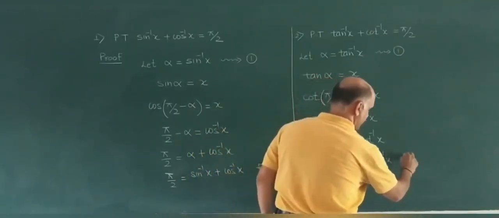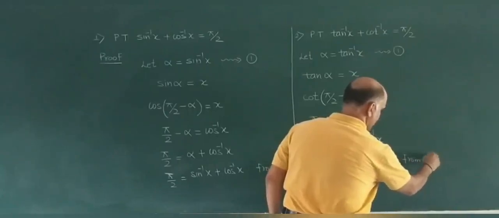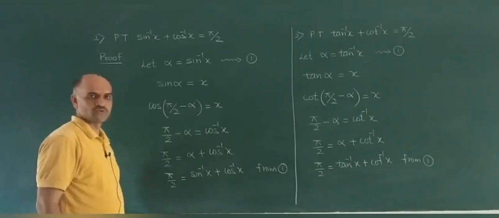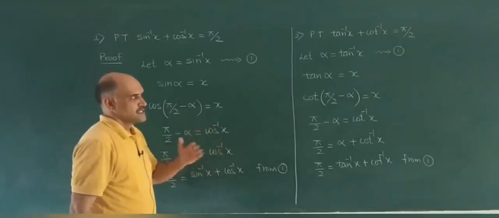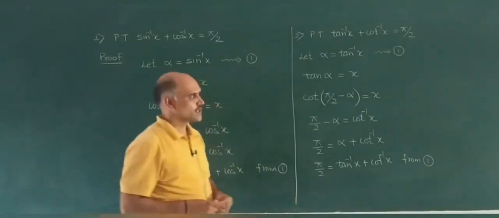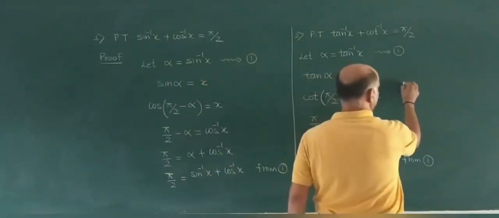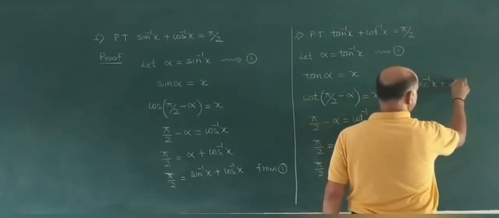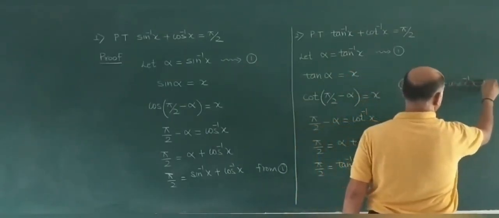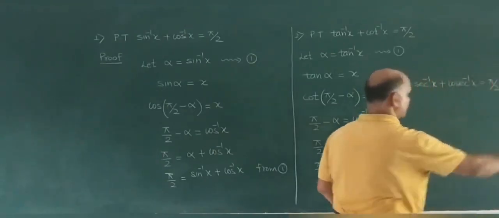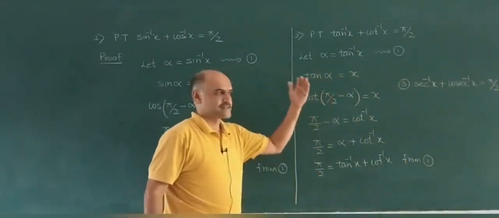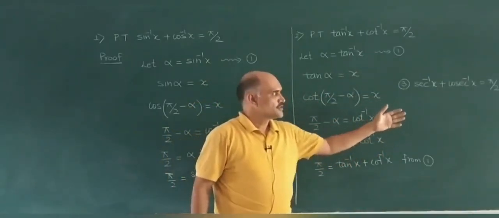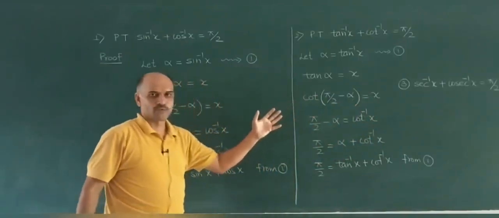This is from 1. Then correctly you write the formula, that is tan inverse x plus cot inverse x is equal to pi by 2. Similarly, this one you can try. Third one, secant inverse x plus cosec inverse x is equal to pi by 2. So same method, secant inverse x you take it as alpha and solve similarly. So you can pause, note down the formulas.